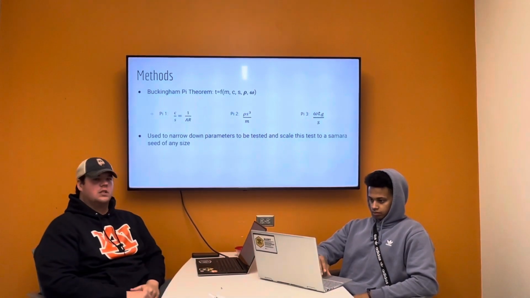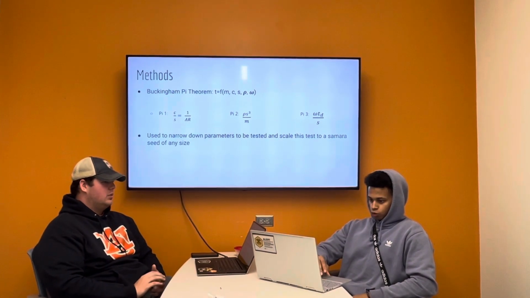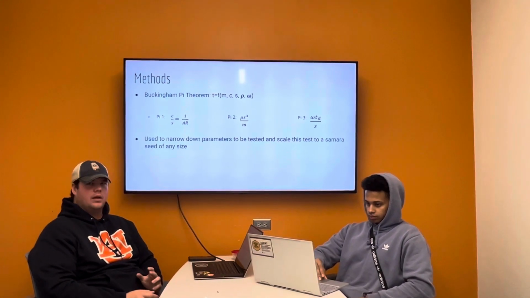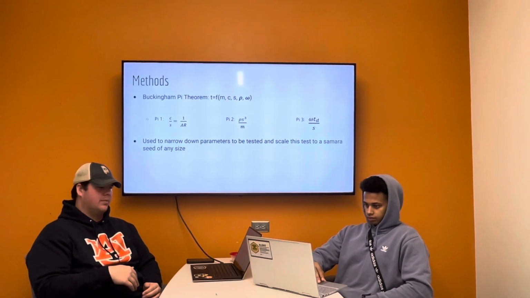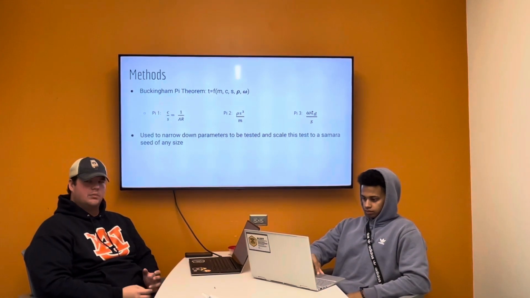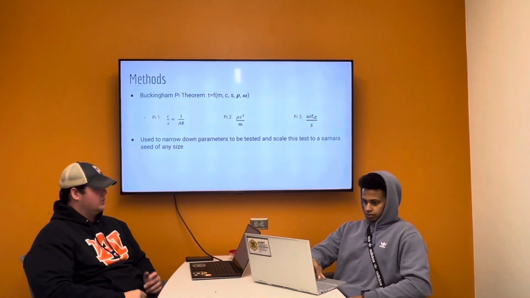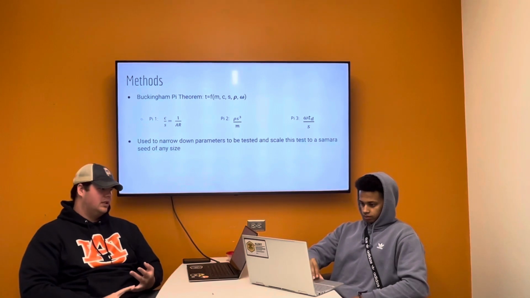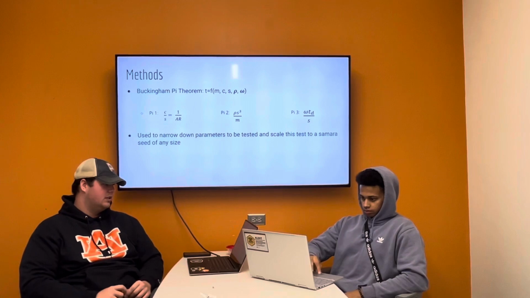So our methods for this experiment, we first utilized the Buckingham Pi theorem, which is a key theorem in dimensional analysis. It helps narrow down parameters for the experiment so we don't have to test every single parameter itself. Our main goal is to get an estimate for the time of descent for the Samara seed. So we said the time of descent was a function of the mass of the seed, the chord of the seed, the span of the seed, the density of the air, and the angular velocity of the seed.